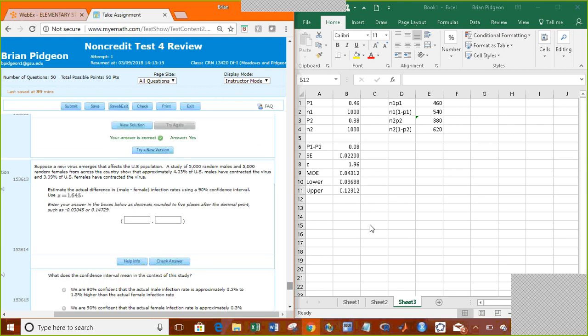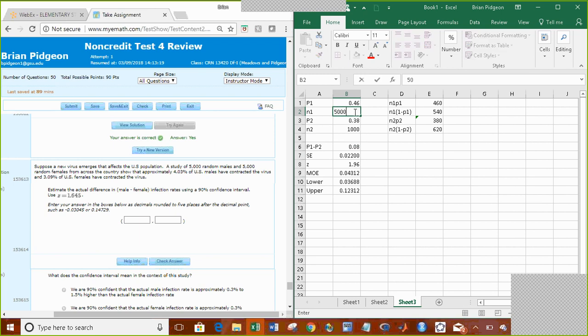Almost there. So, suppose a new virus emerges that affects the U.S. population. A study of 5,000 random males and 5,000 random females. Alright, so N1 and N2 are 5,000 each. So 0.00403 of the males contracted the virus, and 0.00309 of the females contracted the virus. Now look, our conditions are still met. Unless the problem specifically says to check the conditions, you don't have to check this. But we really need this to be met in all the problems we do in order to assume normality.